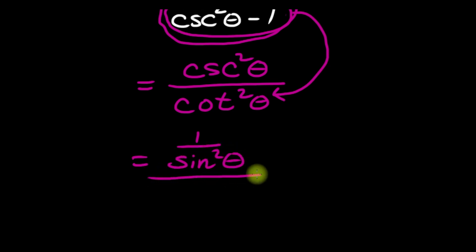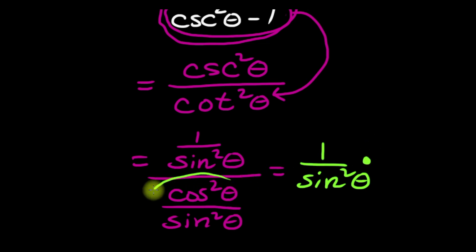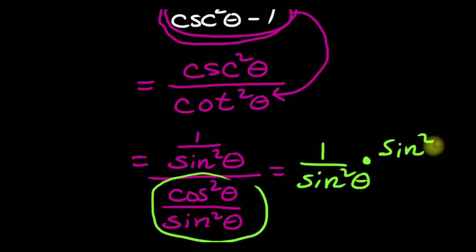And then cotangent square is going to be cosine square all over sine square. Okay, so we're going to change it to multiply, flip. So we're going to keep the 1 over sine square. We're going to change it to multiply, and then we have to multiply by the reciprocal of this, which is sine square over cosine square.